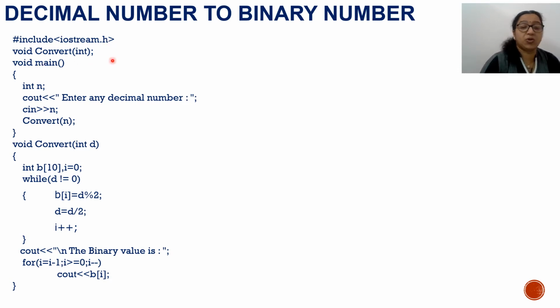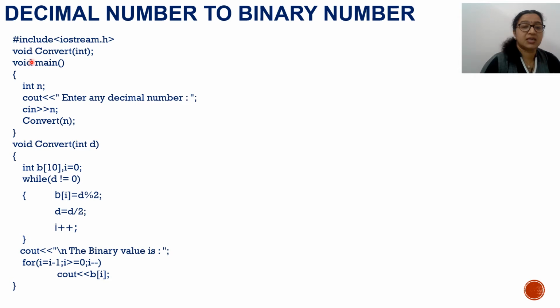Next is the prototype. Prototype means the declaration of that function. See, the function name is convert and the return type is void, and the passing argument is an integer. So here we need a decimal number, and that number we are converting to a binary number. So we need a number for the conversion. So in convert we are passing a value, that is an integer. So that is the meaning of this prototype.